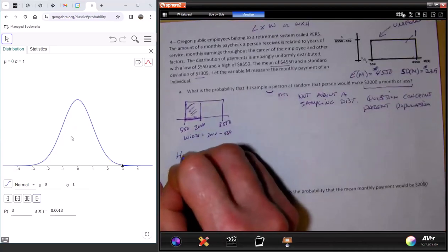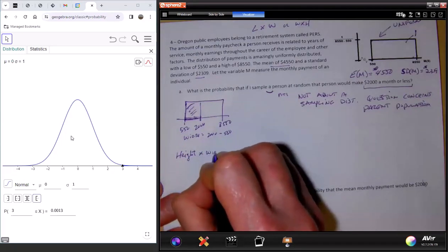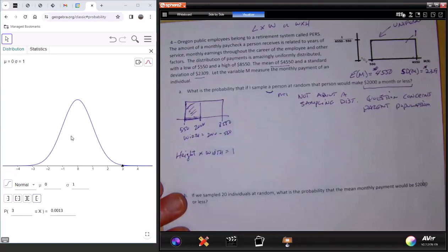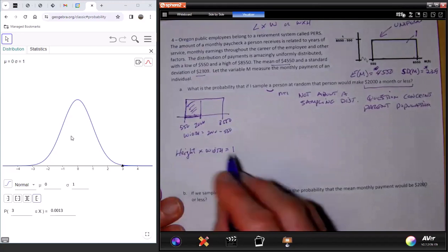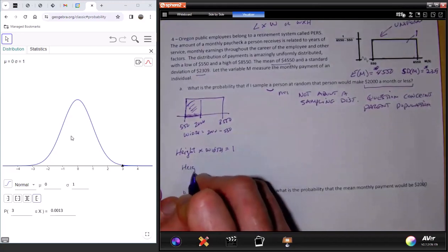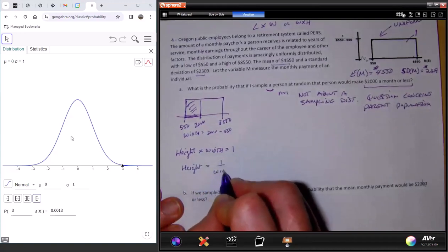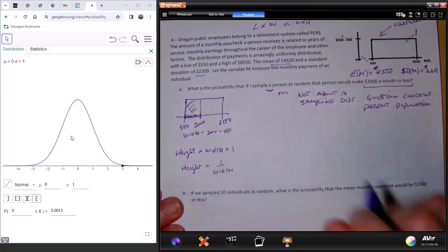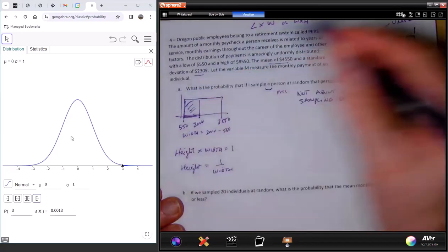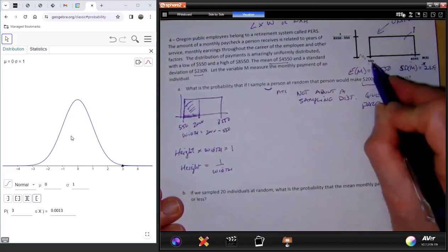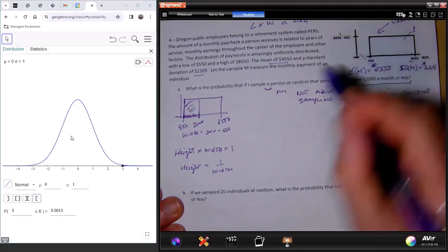So we've got height times width equals 1. If I want to know height, divide both sides by the width. The width of what? This width right here. So the height is what's sitting here. Take the entire width, take the difference, and put it over 1. That's what this is saying.